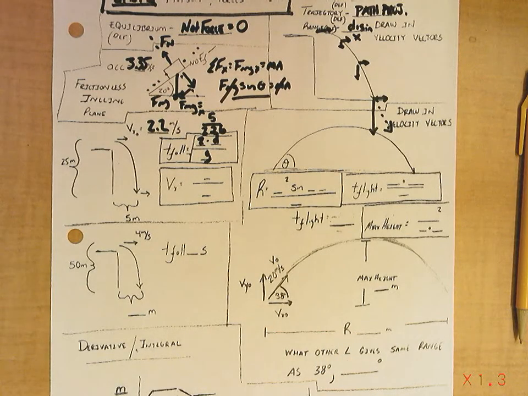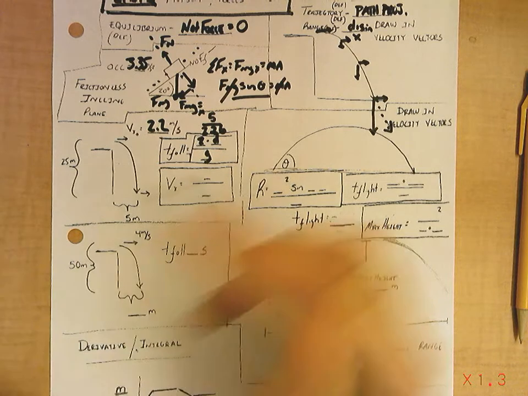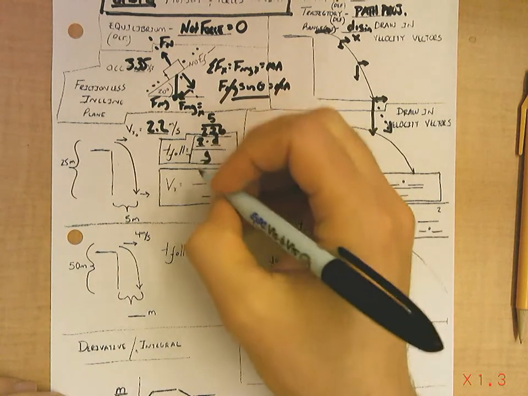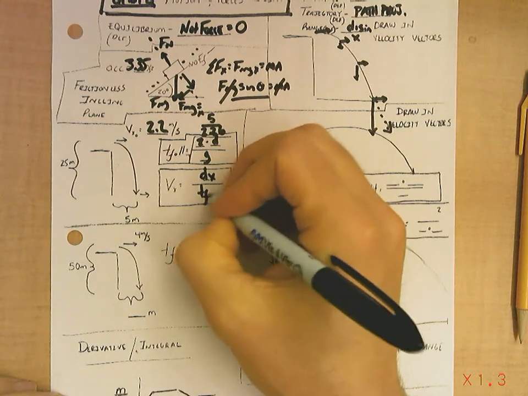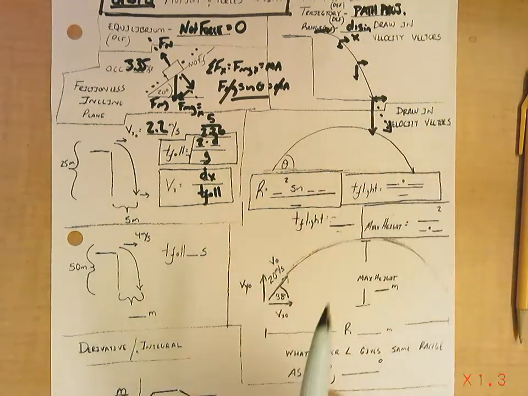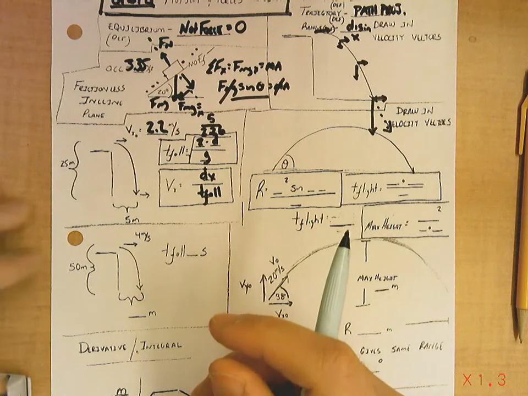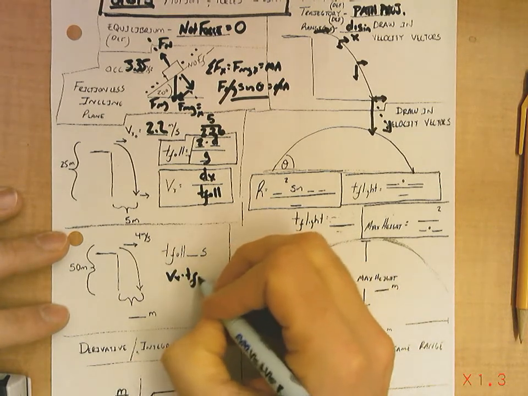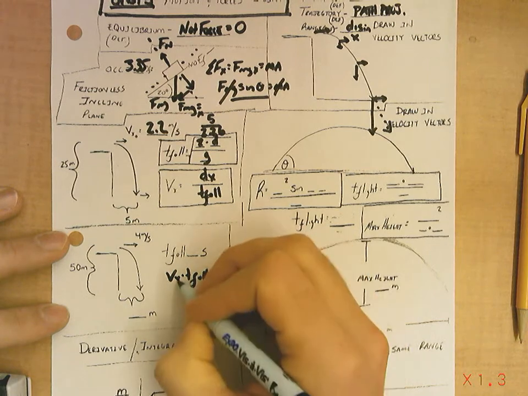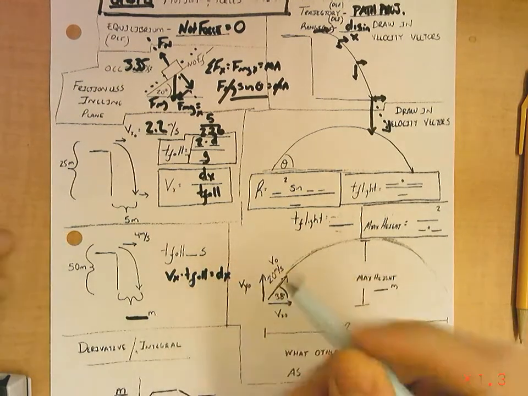Another one here, once again we got to find t fall. This time they're telling us V. We got to use this extension of it right here, which is Vx equals dx over t fall. Simple enough, right? So Vx times t fall would be dx. And that's what we want to know is dx.